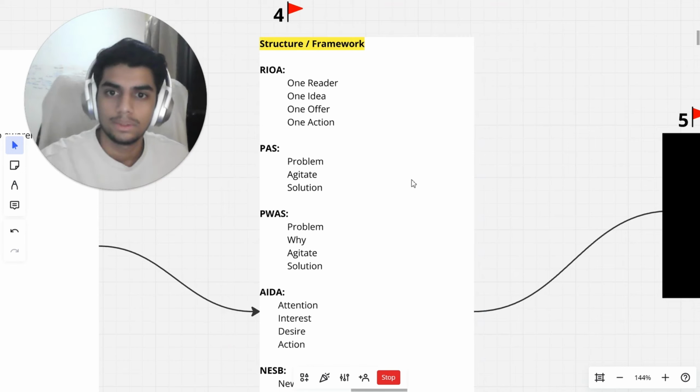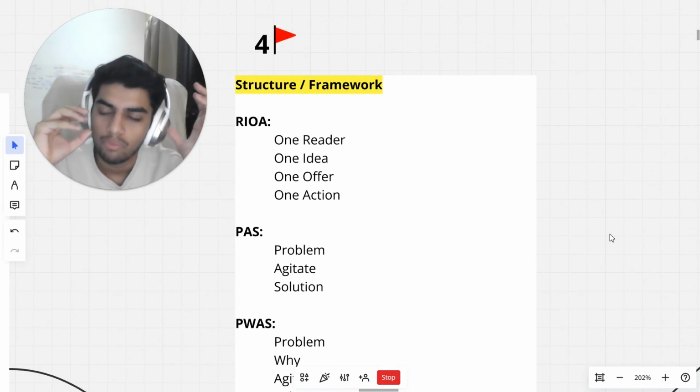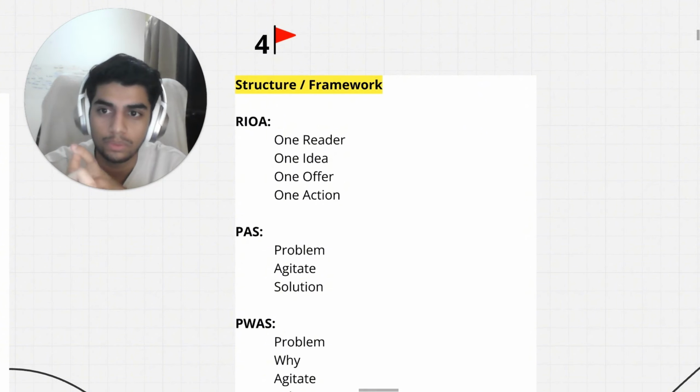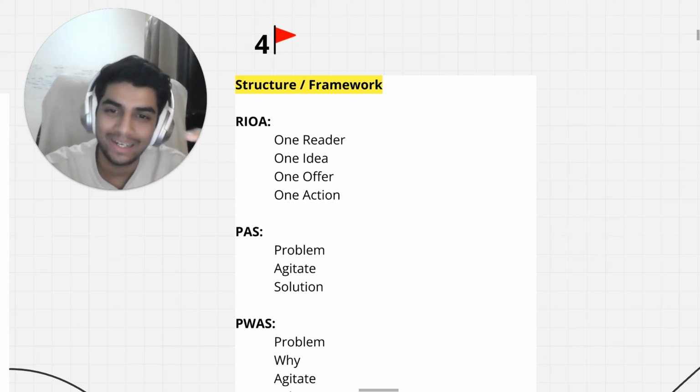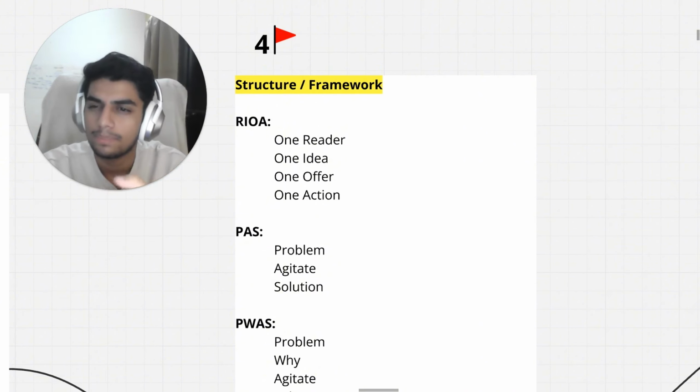Now, a copy is made out of some frameworks and structure. I hope you are making notes, bro. You don't want to go and watch this video again and again. And one more thing, don't learn anything if you're not going to take action. After you learn everything, I want you to take immediate action. Go and break down a copy and just do whatever I'm saying, all right? Don't take unnecessary information without taking any action.